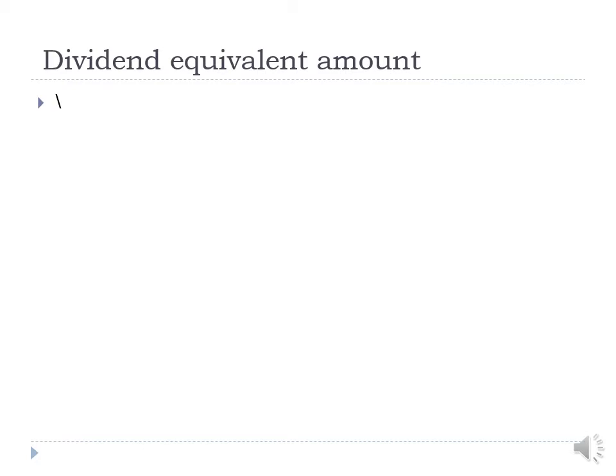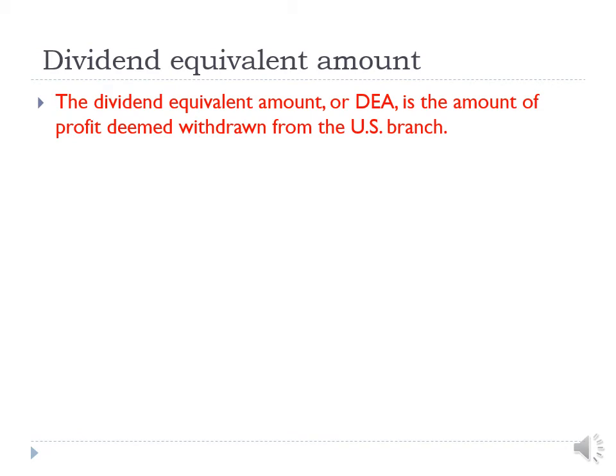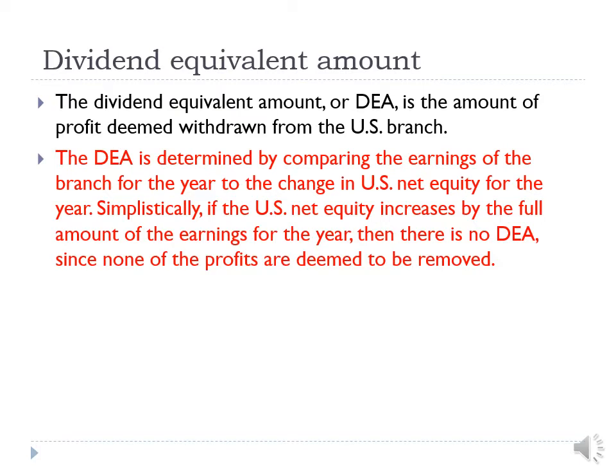Only the dividend equivalent amount, DEA, is subject to the branch profits tax. So what is the DEA? The dividend equivalent amount is the amount of profit deemed withdrawn from the U.S. branch. The DEA is determined by comparing the earnings of the branch for the year to the change in U.S. net equity for the year. Simplistically, if the U.S. net equity increases by the full amount of the earnings for the year, then there is no DEA, since none of the profits are deemed to have been removed.